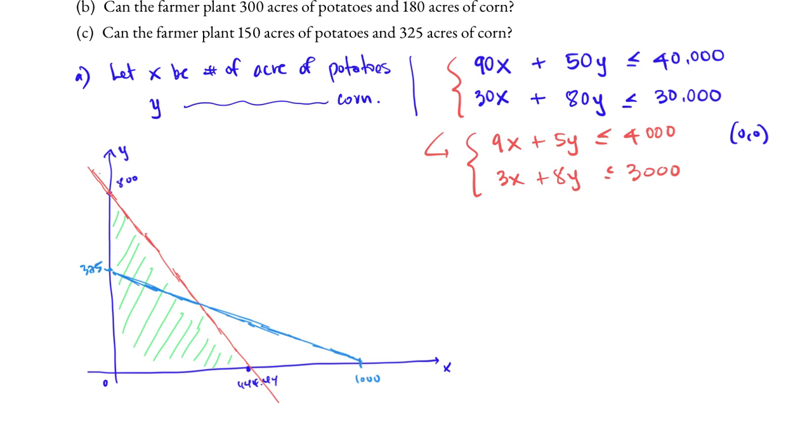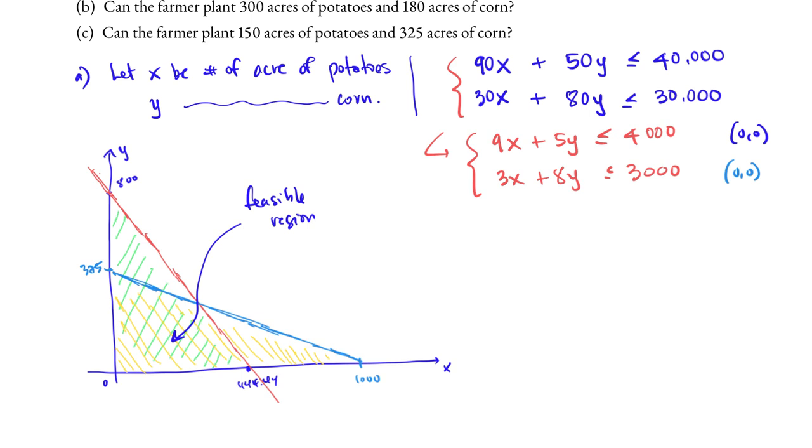To determine the region where we would shade, we would plug in a point that is not on the line. 0 plus 0 is less than 3,000, so we will shade the part that is below the line, where 0 or the origin is included. The solution of the system of inequalities is the part that we shaded twice, and this is called the feasible region or the solution region.